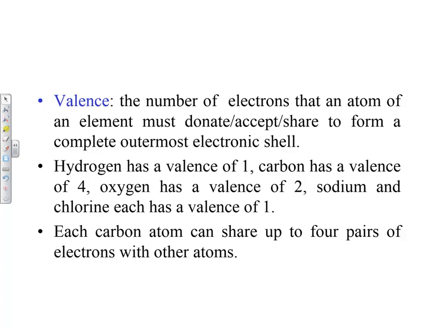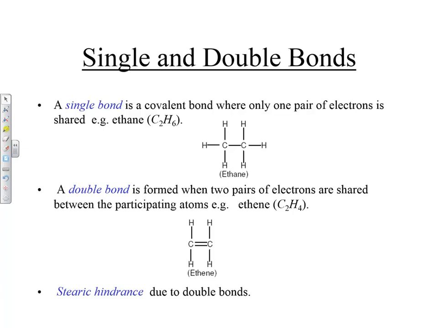Now, any questions? Each carbon atom, we said, has the electronic distribution 2 plus 4, so it can share up to 4 pairs of electrons with other atoms. In the example that we looked at, methane, CH4, there were 4 hydrogen atoms, each one sharing an electron with that carbon atom. But that's not the only possibility. There are more possibilities here.